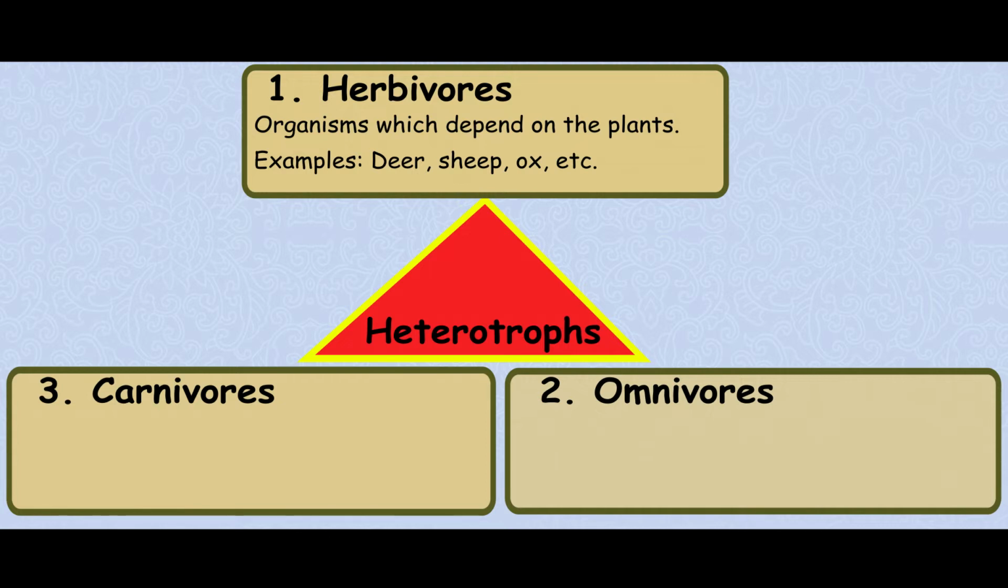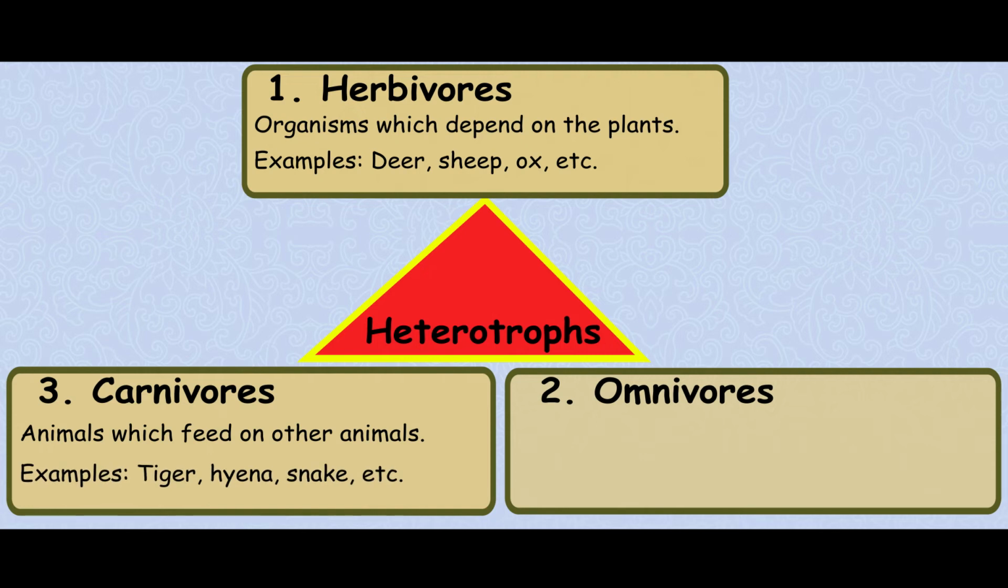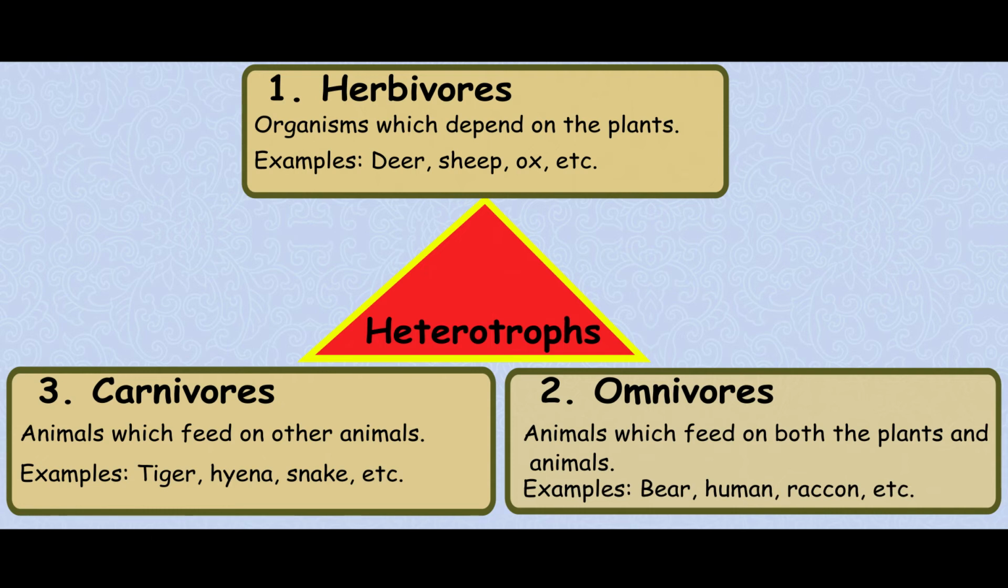On the other side, the animals such as tiger and lion are called carnivores. So what could be carnivores? Carnivores are those animals which feed only on other animals. In between these two, there is another group of animals which feed on both plants and animals. So what could be that group of animals? The omnivores.